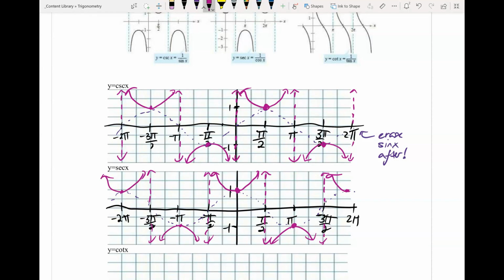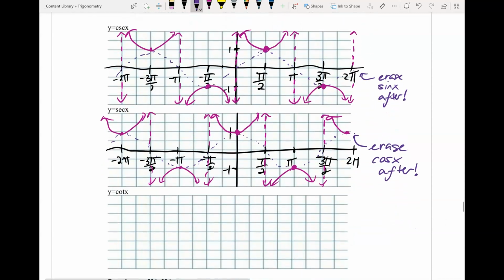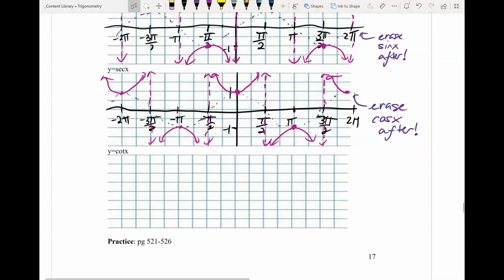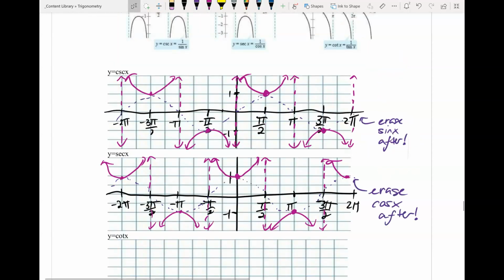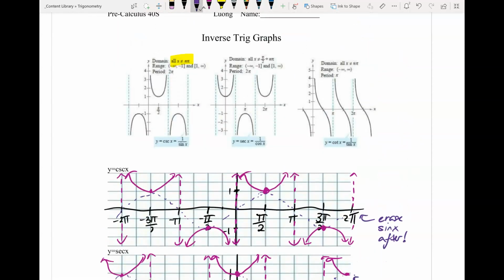Looks something like that. Again, I'm going to write a note here. You should erase the cos x graph you used to help you draw the secant graph afterwards. That's not a part of the graph. Lastly, for cotangent, it's not the same sort of thing as sine x and cos x. You just have to remember this. But if you compare your cotangent x with the tan x graph, your shape is pretty similar.